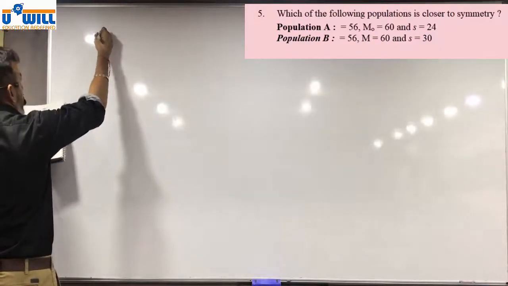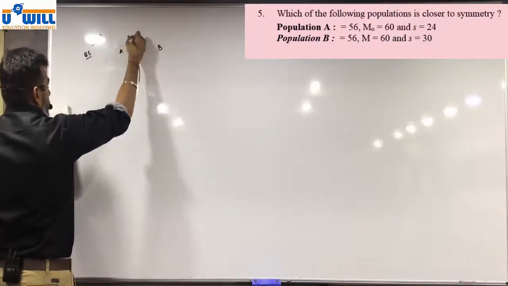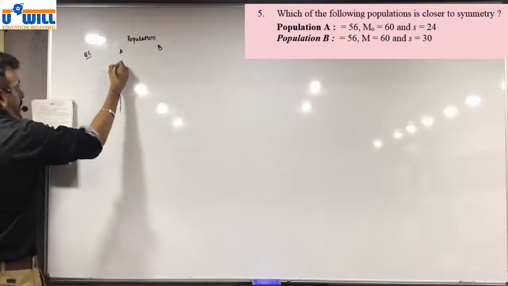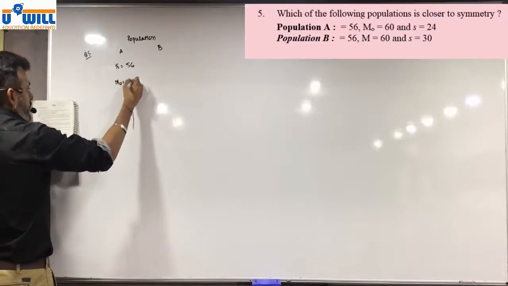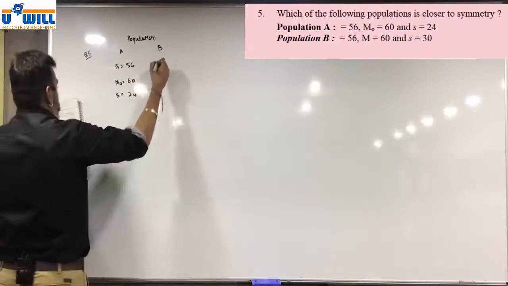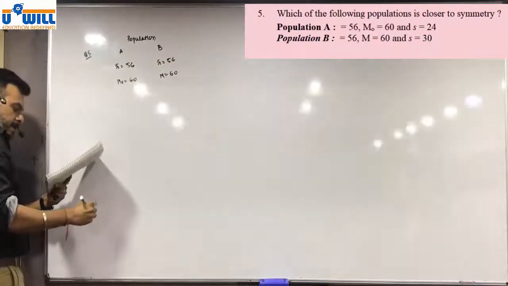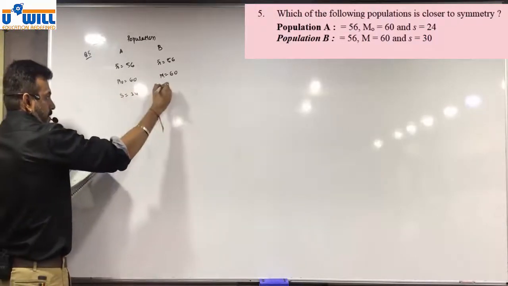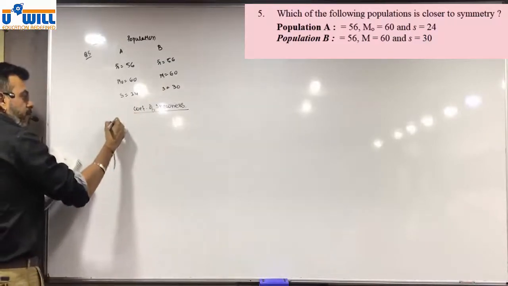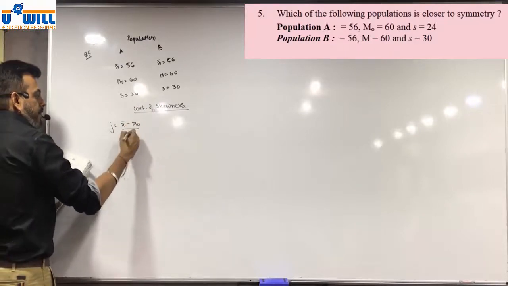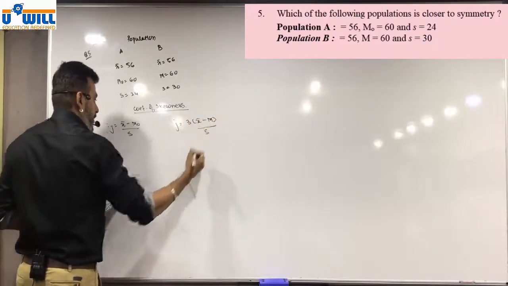Section D, question 5, population A and B. For A, mean 56, mode 60, standard deviation 24. For B, mean 56, median 60, and standard deviation 30. Coefficient of skewness, J is equal to x bar minus mode upon S, and J is equal to 3 times x bar minus median upon S.